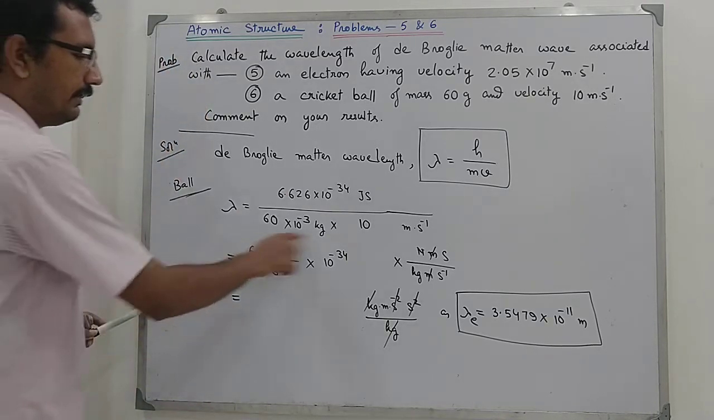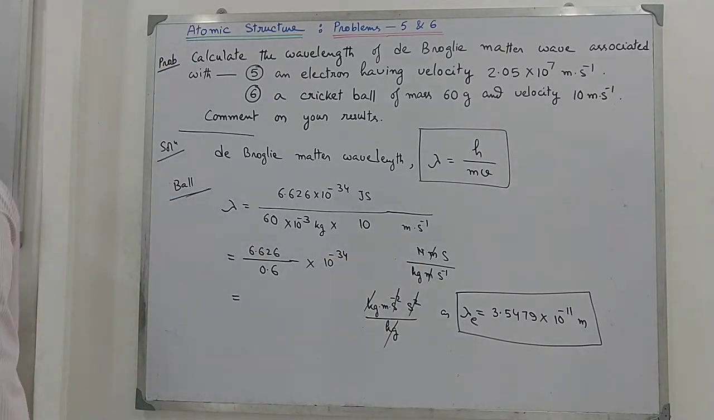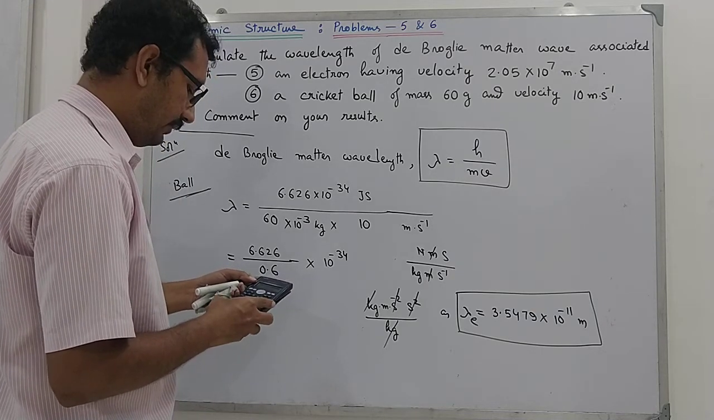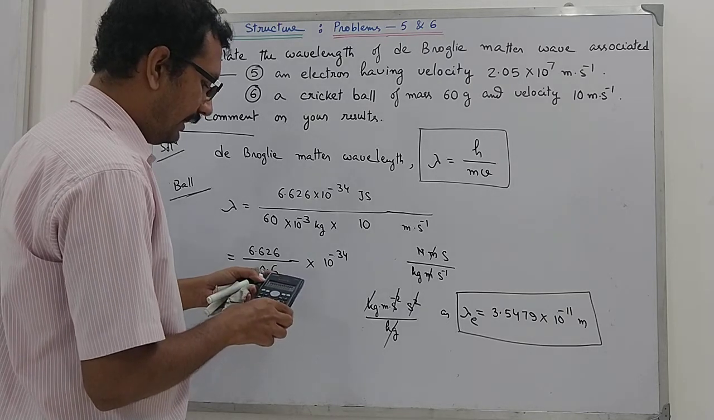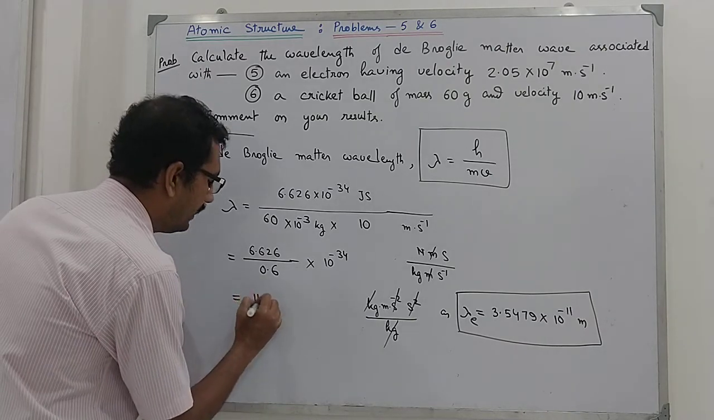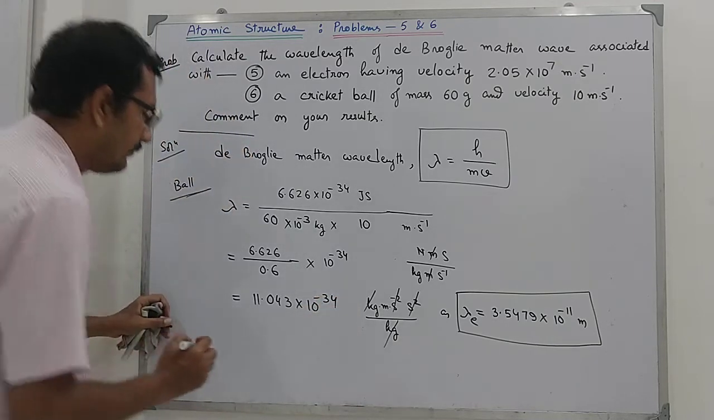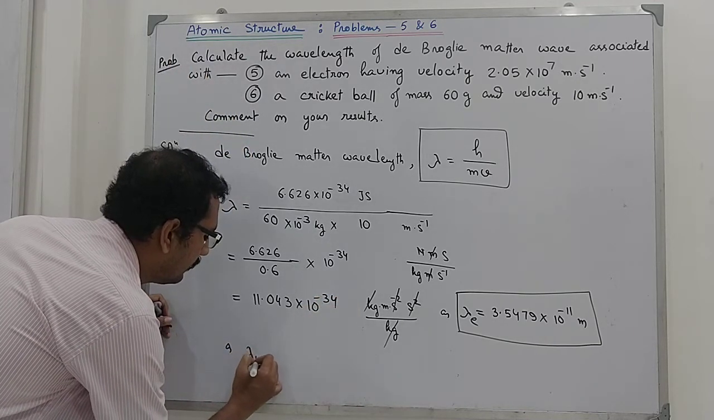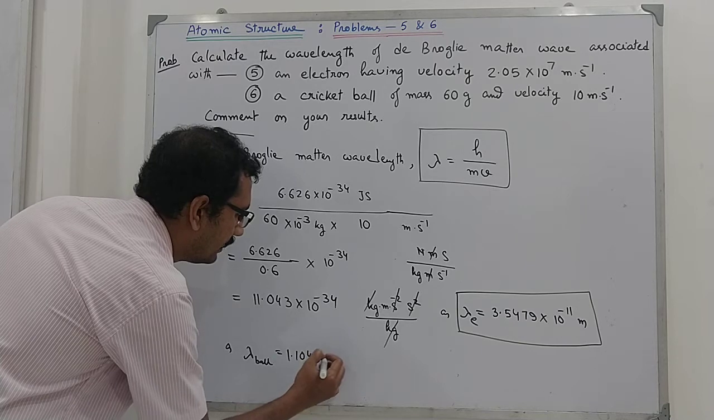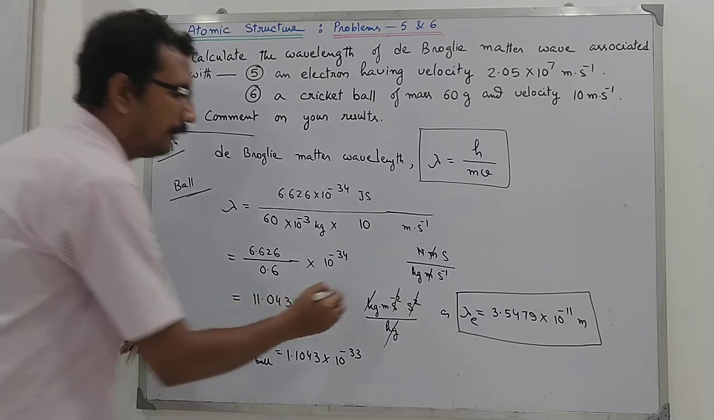So we will have this expression and we will get the unit as before. So again we need the calculator. You have to put 6.626 divided by 0.6 equals 11.043. It is 11.043. So 11.043 into 10 to the power minus 34, or lambda of the cricket ball equals, we will write it as 1.1043. This 10 will multiply here and it will give you minus 33 and we will have meter here.